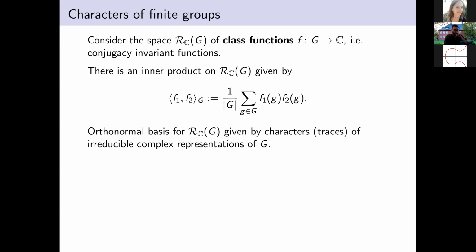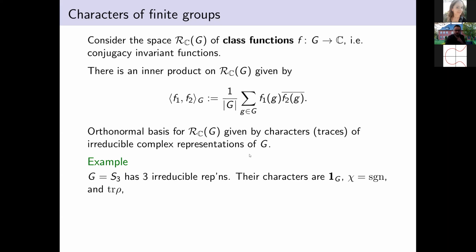Okay, so if you've not seen this before, I think it's good to see an example. If we look at the simplest non-abelian group, S3, you have 3 irreducible representations here, corresponding to the fact that there are 3 conjugacy classes in S3. So the dimension of this space is 3. And of these 3 irreducible representations, 2 of them are pretty easy to come up with. You have the trivial character that sends every element just to 1. You have the sign character that sends a permutation to its sign, plus or minus 1.